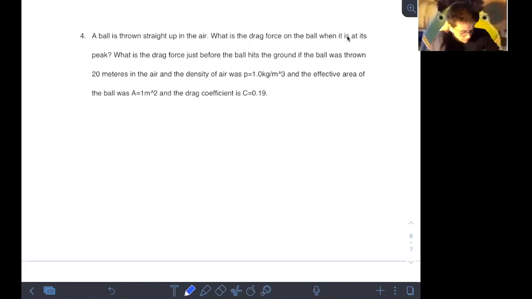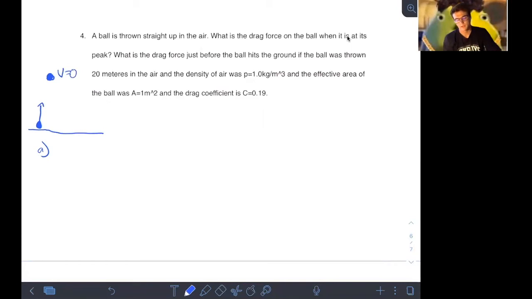Okay, so maybe it would be smart to draw a diagram of what is going on, right? So we got our diagram over here. We got a ball being thrown up, all right? For part A, it reaches its peak. What is the velocity of the ball at its peak? Anybody? 0. Yes, exactly. So the velocity of the ball equals 0 when it's at its peak.